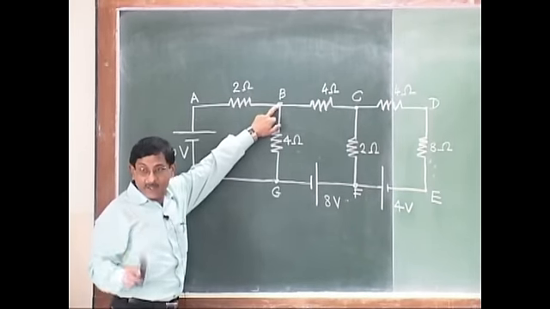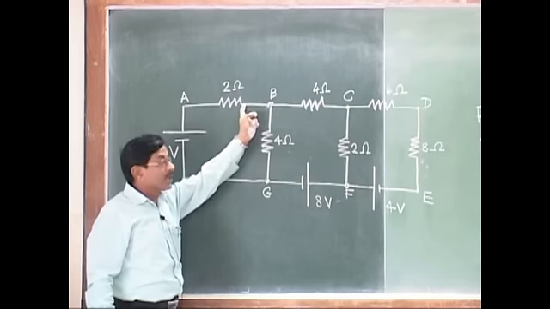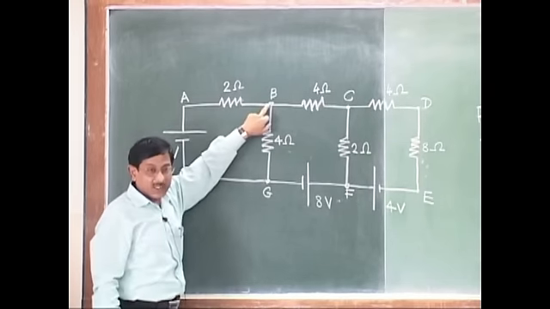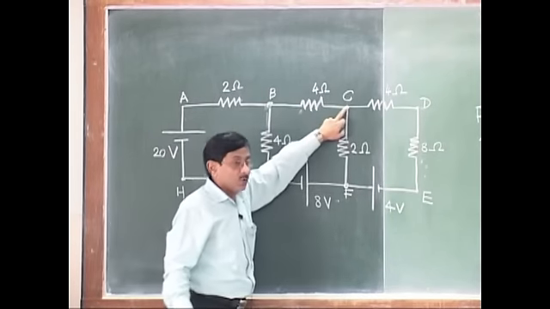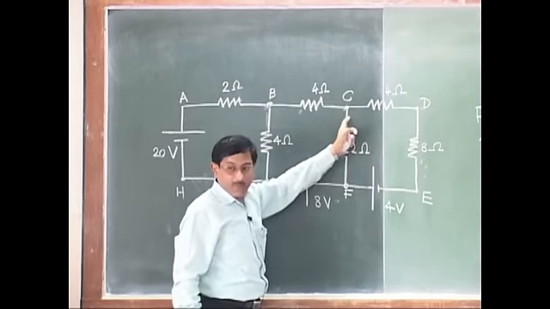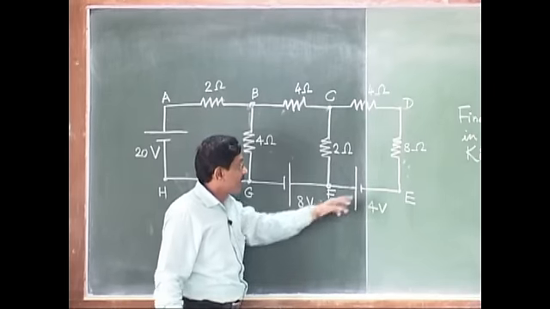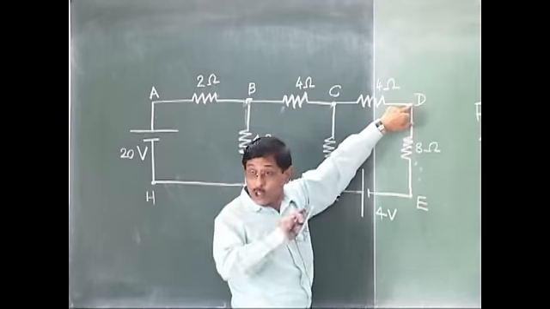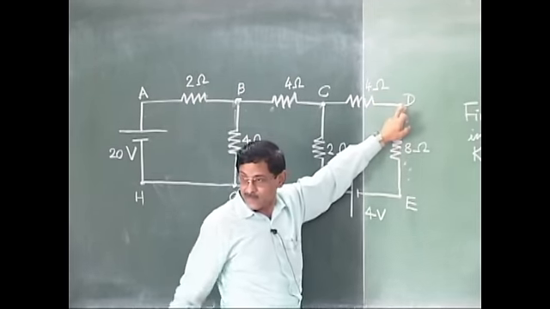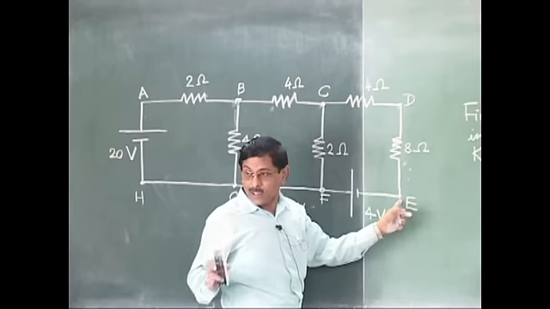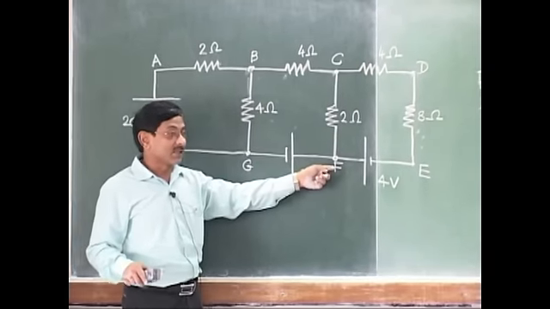B is a node. Why? Because if you stand here and look at any branch, whatever current is coming or going, suppose some current is coming towards B, there is a bifurcation into the other two branches. Point D, no bifurcation, not a node. It is just one single straight wire. E is also not a node, whereas point F is a node, because here there is a bifurcation of current.